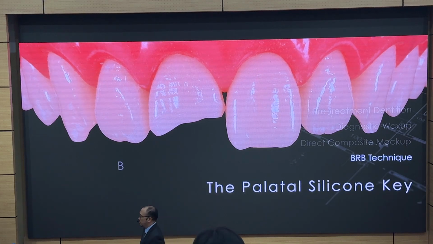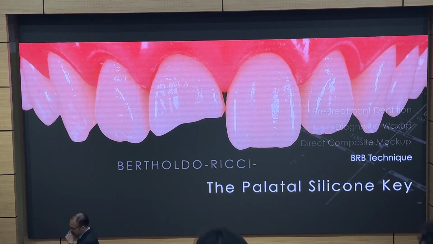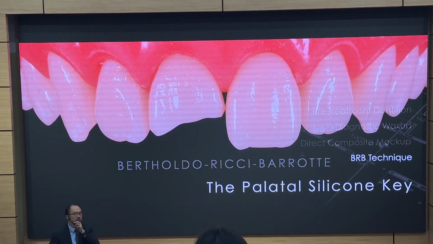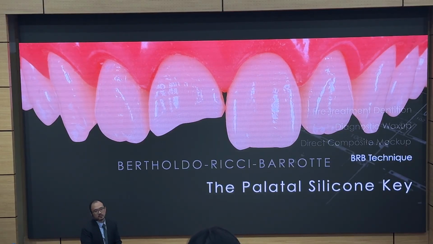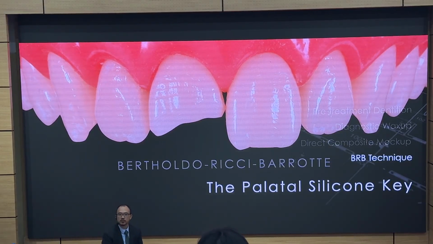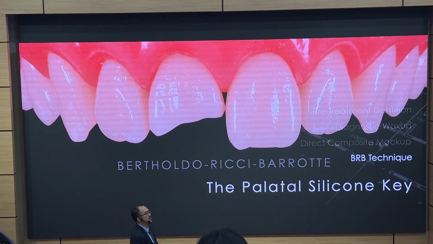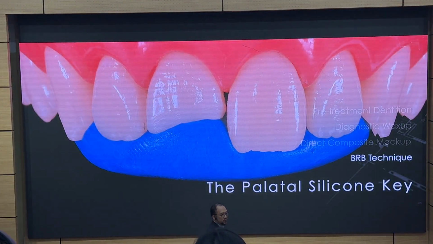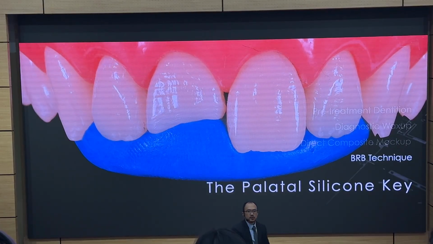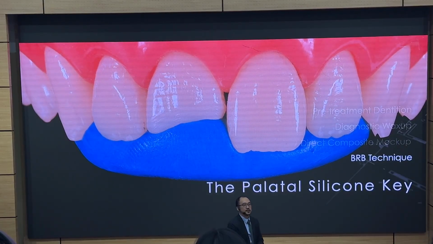So just to show, there's one more method. Another method is, say for example, you want to speed things up a little bit. It's a method called the BRB technique. Some of you online have seen this before. It's invented by these three Italian guys. And what they did is that when you have a tooth with a class 4 defect, you put the silicone putty in first.